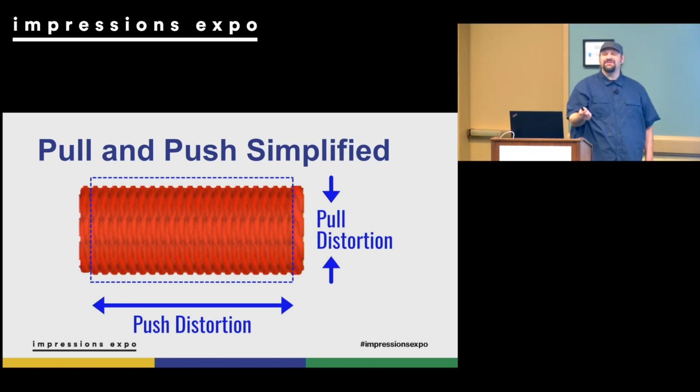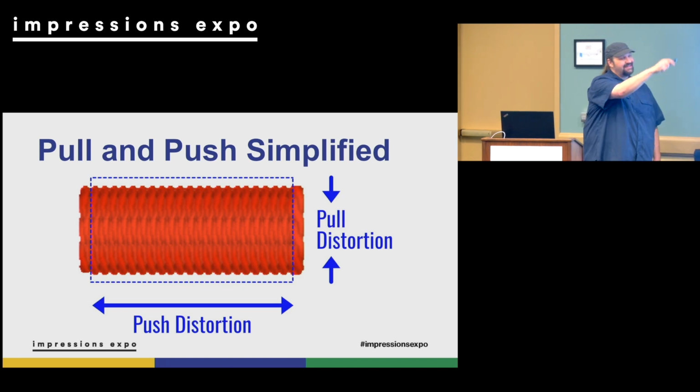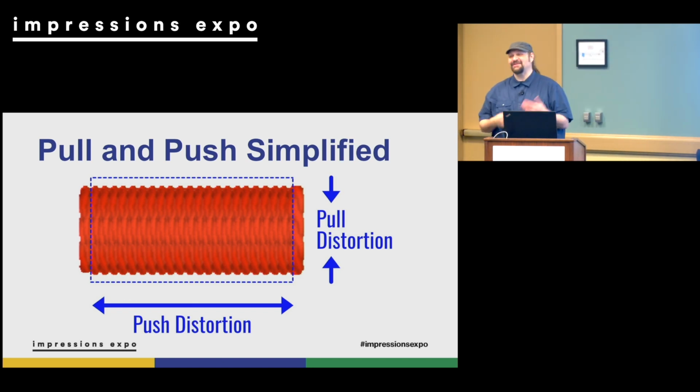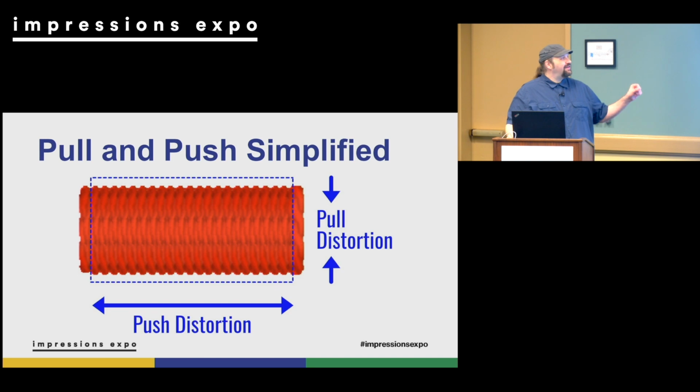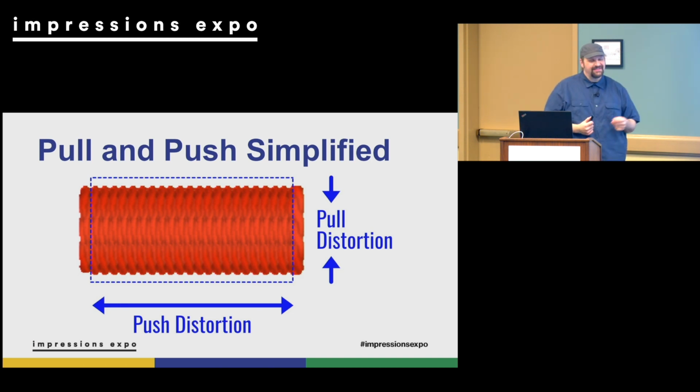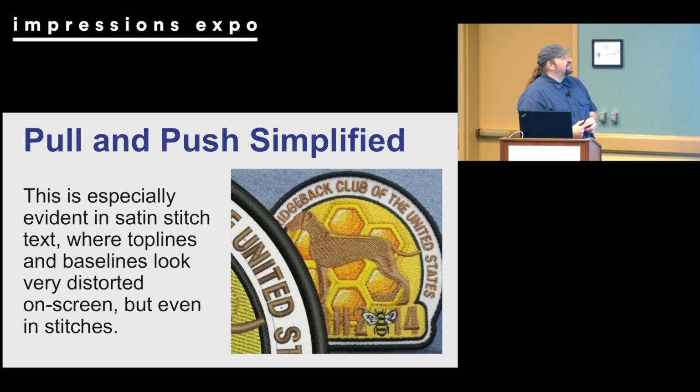So I can tell you standard numbers. Everybody says, what's this number that you can give us? If you're on a piqué polo, probably 0.17 millimeters or 0.2 millimeters on each side will probably get you there. But the thing is, that's going to differ depending on the polo and the structure and the stretch. The thing to know is, any satin you see on screen is going to be wider and shorter than it will be when you actually stitch it. So pull and push compensation is something we have to understand. Like I said, especially evident in satin stitch text. You're going to see top lines and baselines look very distorted.